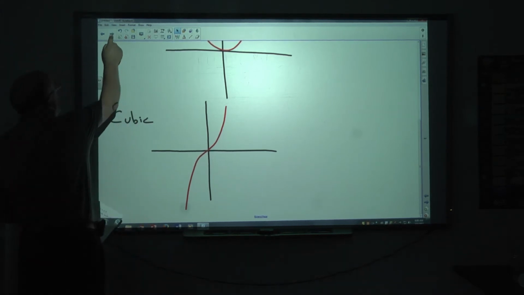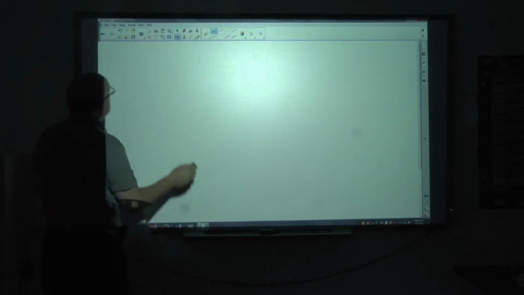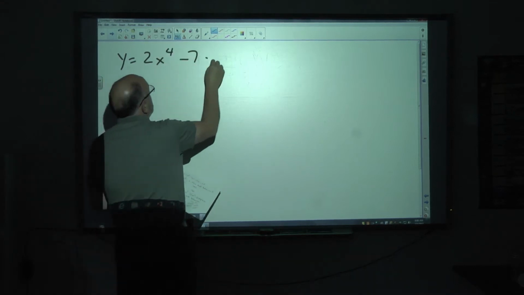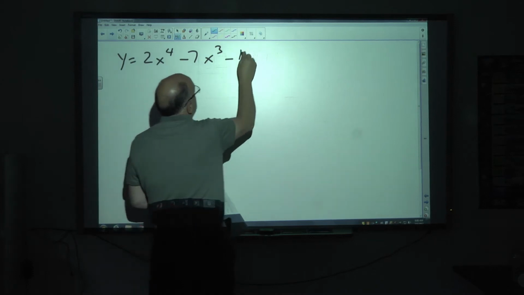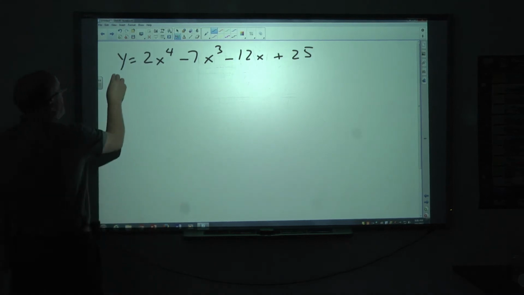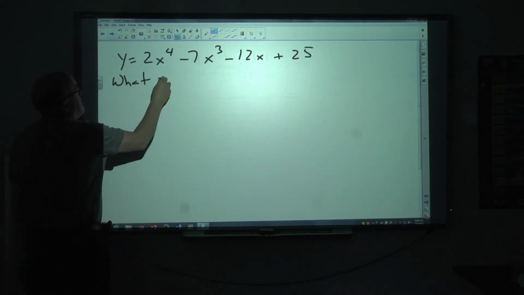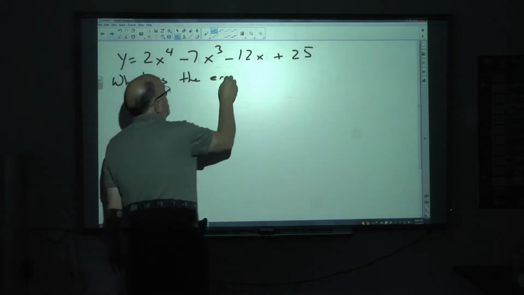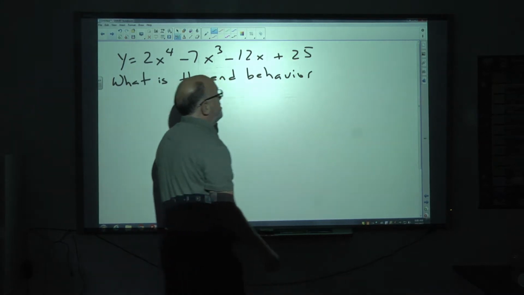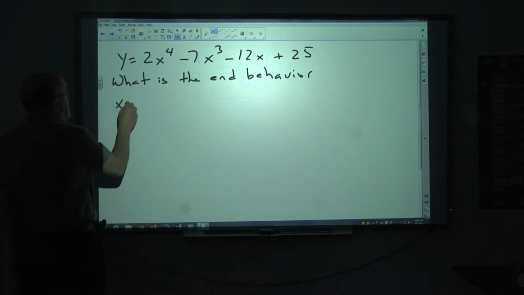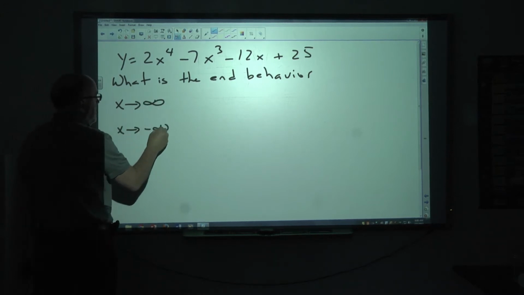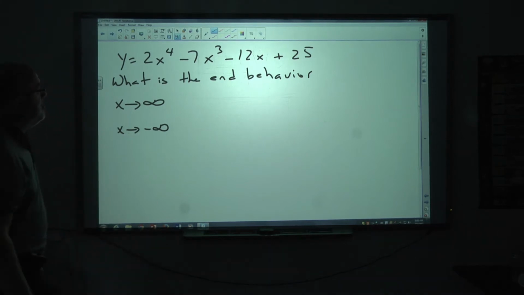Now, given an equation, something like this, y equals 2x to the fourth, 7x cubed, minus 12x, plus 25, I want to know what the end behavior of this is. So I want to know what happens when x is heading towards infinity, and when x is going towards negative infinity. What is this heading towards?